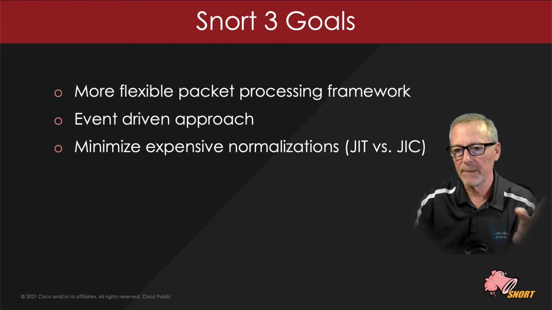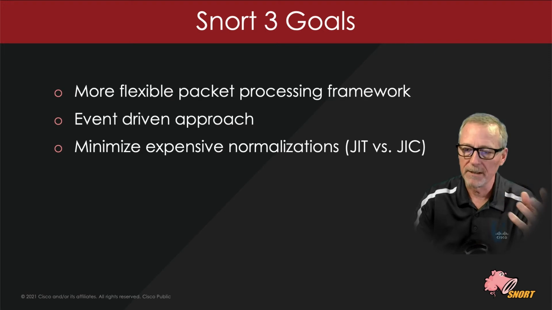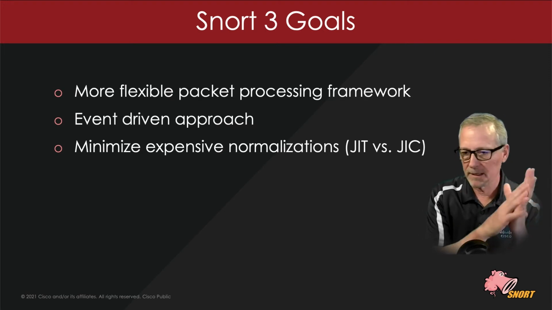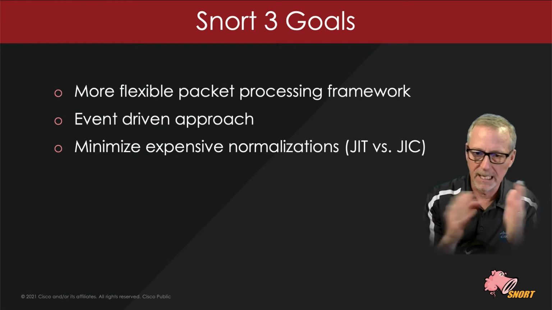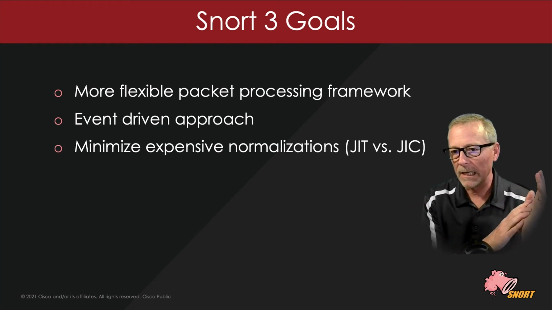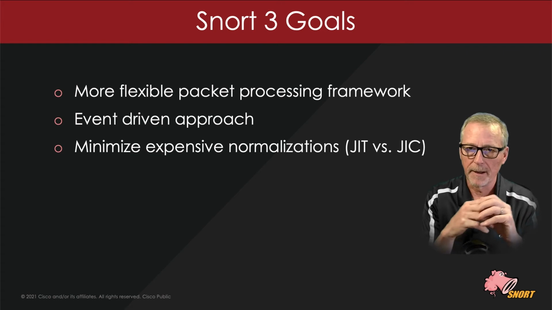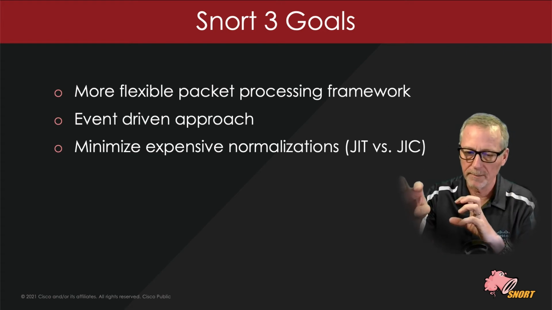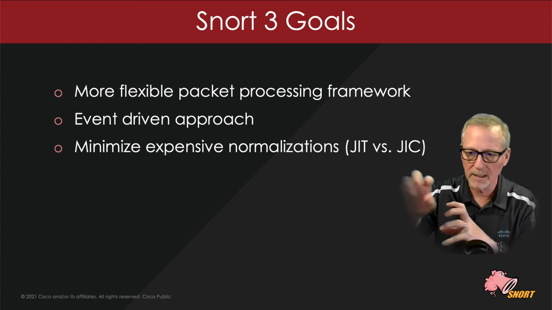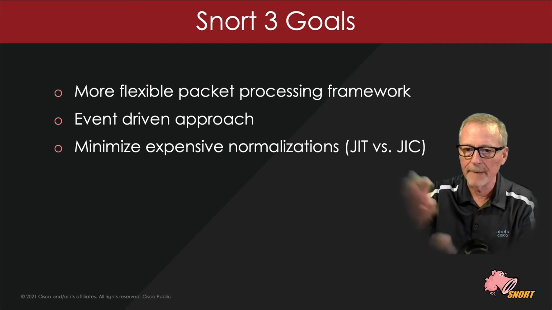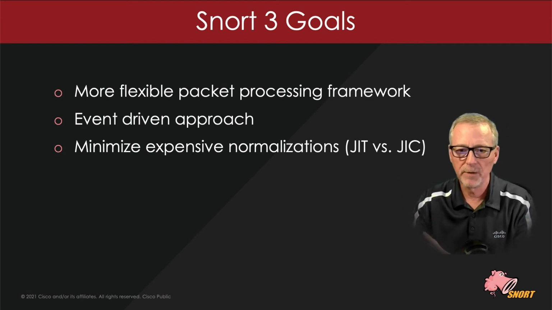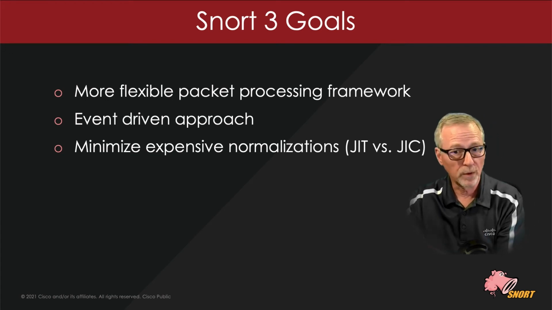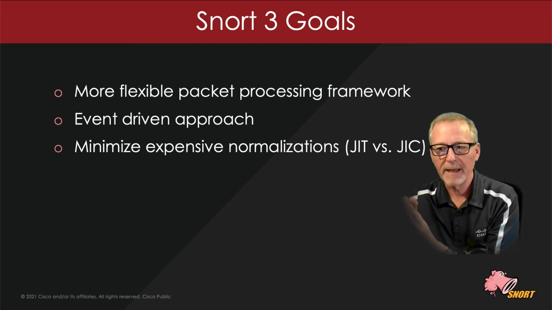We want to minimize those expensive normalizations. So I have JIT versus JIC. So just in time versus just in case. Snort 2 is a just in case philosophy, right? So again, using HTTP inspect just because it's so popular, and most of us understand a little bit about HTTP. HTTP inspect would take the HTTP stream and pull the parts apart, like the HTTP header, the body, various parts of the HTTP packet, and it would make those available to any preprocessors or any rule engines, rule keywords that need those. And that's just in case.